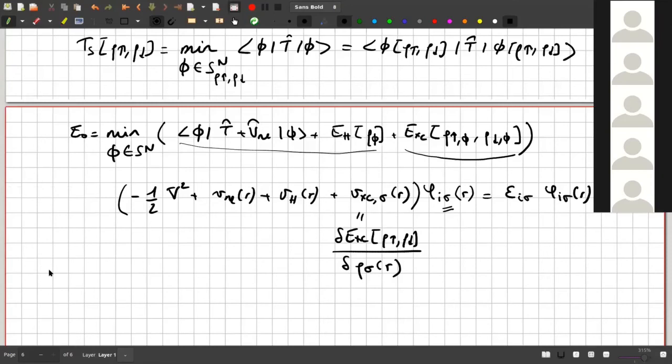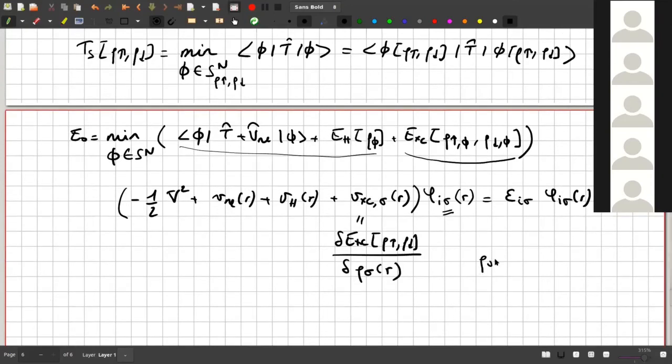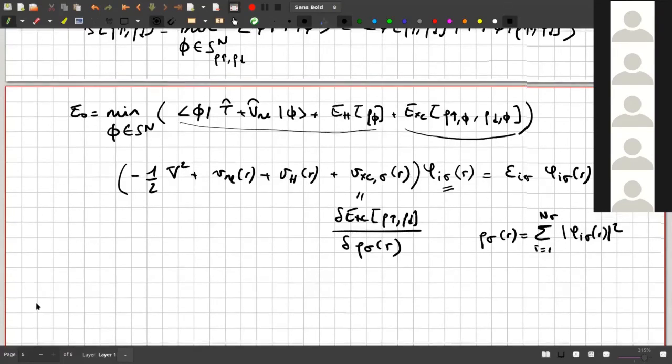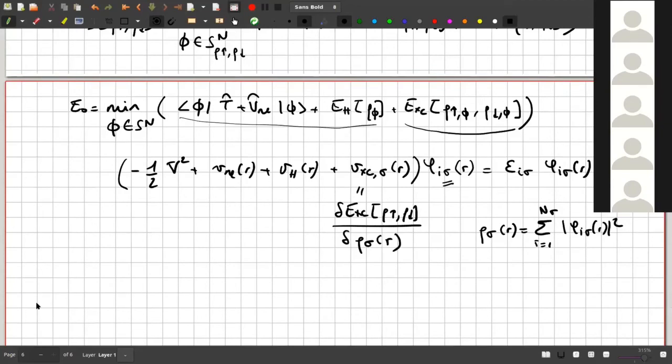And also I can give you the expression of the density, rho sigma. It will be the sum over the n sigma electrons for spin sigma of phi i sigma squared. Okay, so you have that, and of course you can define in the same way the separation of the exchange correlation into an exchange and a correlation contribution, which has exactly the same definition as before.